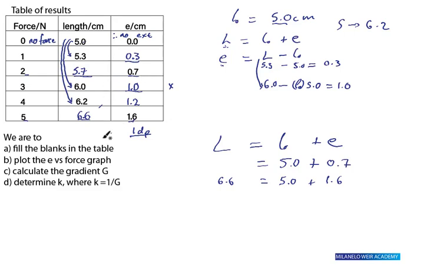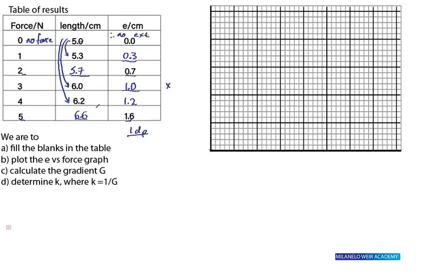So the next thing that you need to do now is to plot the extension versus force graph. Let's go on and plot. Here's our grid. Now we are at B. Plot the extension versus force graph. The graph normally takes a minimum of 4 marks. I want us to show how to earn all these 4 marks.